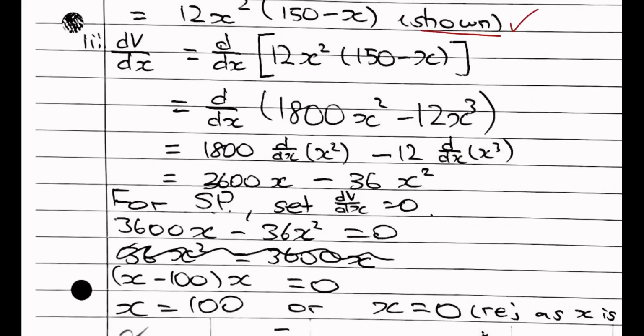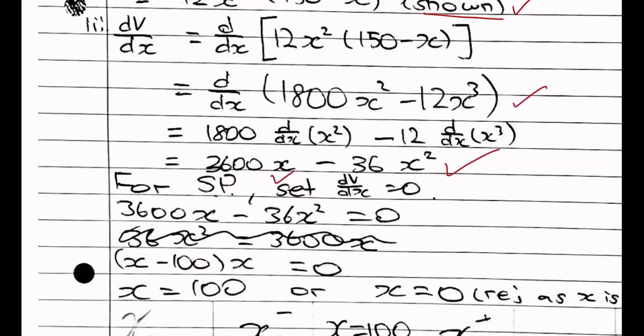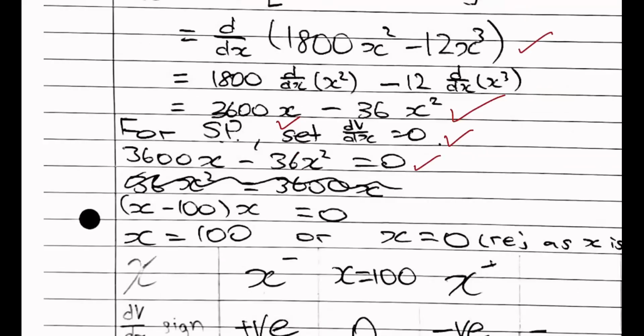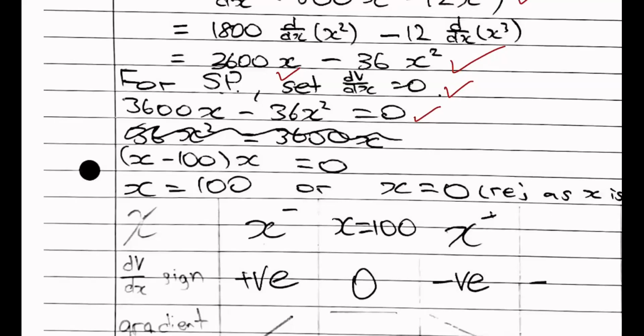Okay, dV by dx, next one. Find the value of x for which the volume is a maximum. Just follow that style. Differentiate it and set it equal to 0. You expanded it again, okay. Factor out 1800, differentiate x squared, you get 2x, 2 times 18 is 36. X cubed, differentiate, you get 3x squared, 3 times 12, 36. Good. Set it equal to 0. Divide by 36, you get 100x minus x squared. Factor out the x, you get x times 100 minus x. Solve for x, good.